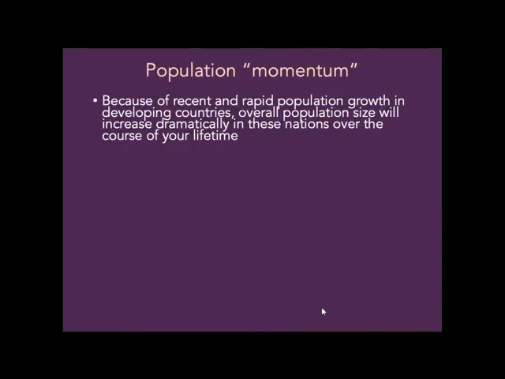Because you have this recent rapid population growth in developing countries, we have the expectation that overall population size is going to increase very dramatically in these nations over the course of the time that we're all alive. Part of the reason you get that bulge going up the age structure in a developing country is increased survivorship, so more individuals are able to survive at each stage.